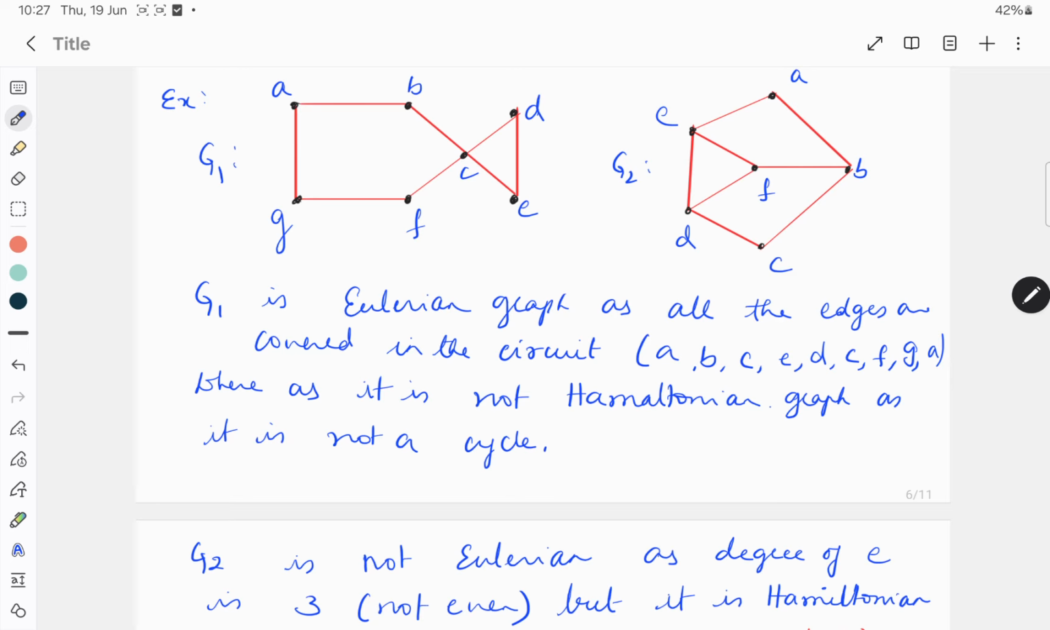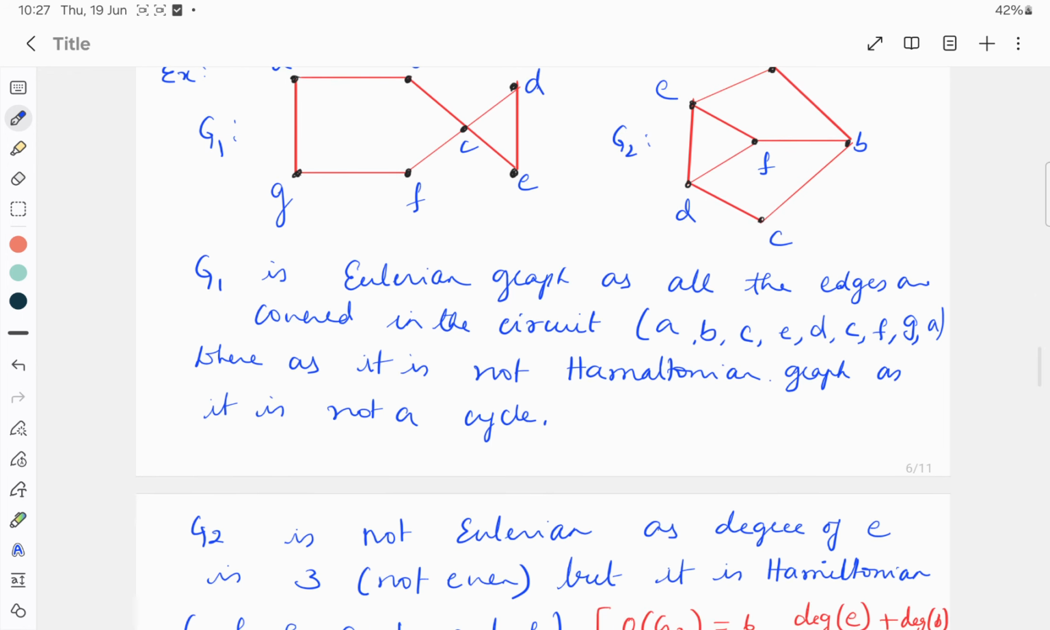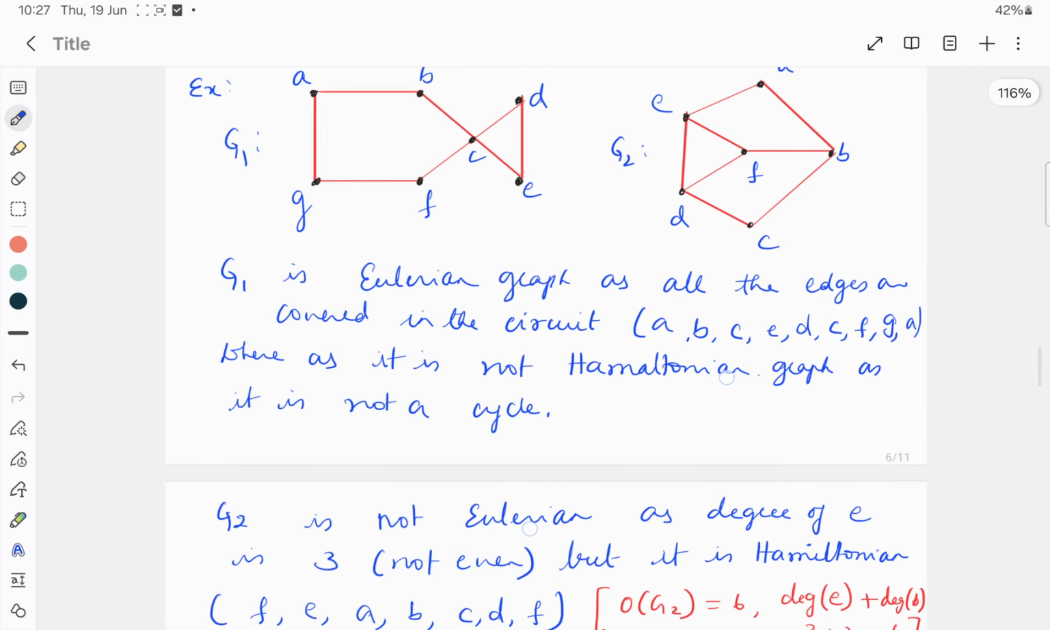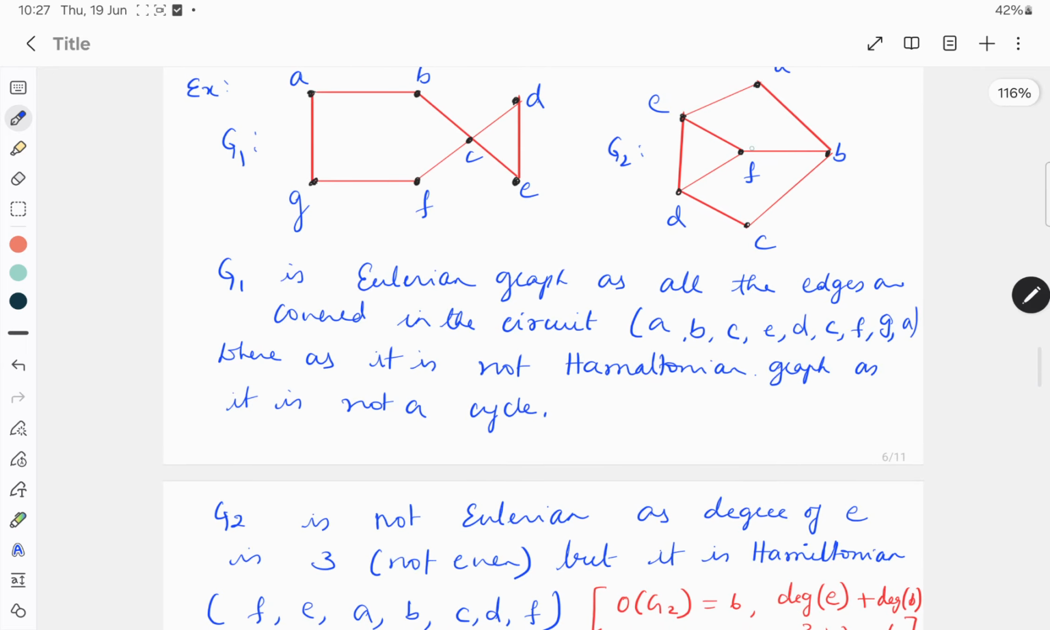therefore this is not an Eulerian graph, whereas it is Hamiltonian, because if I start traversing from F, E, A, B, C, D, F. So this has a cycle where all the vertices are covered, and therefore it is Hamiltonian.